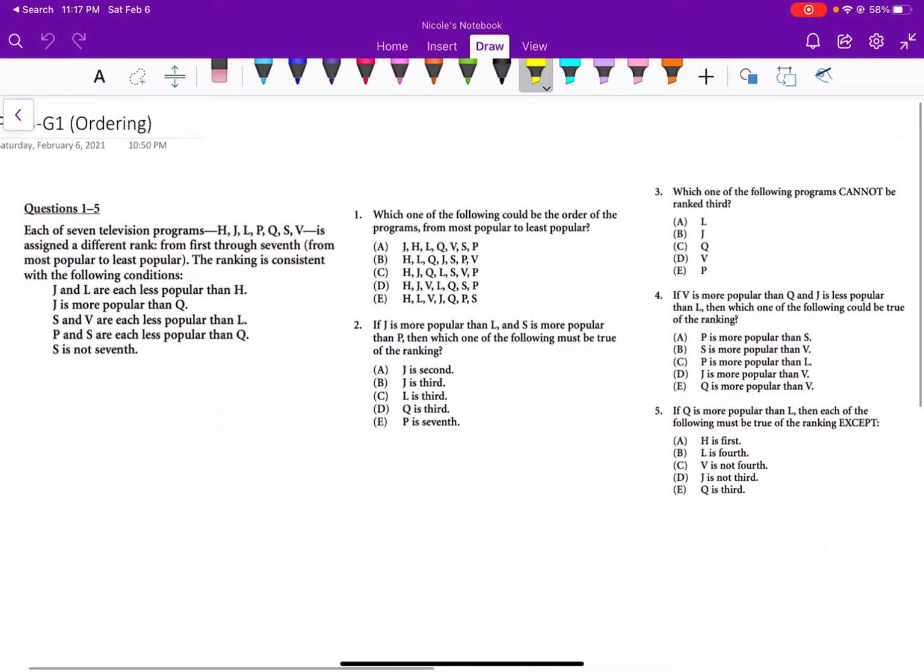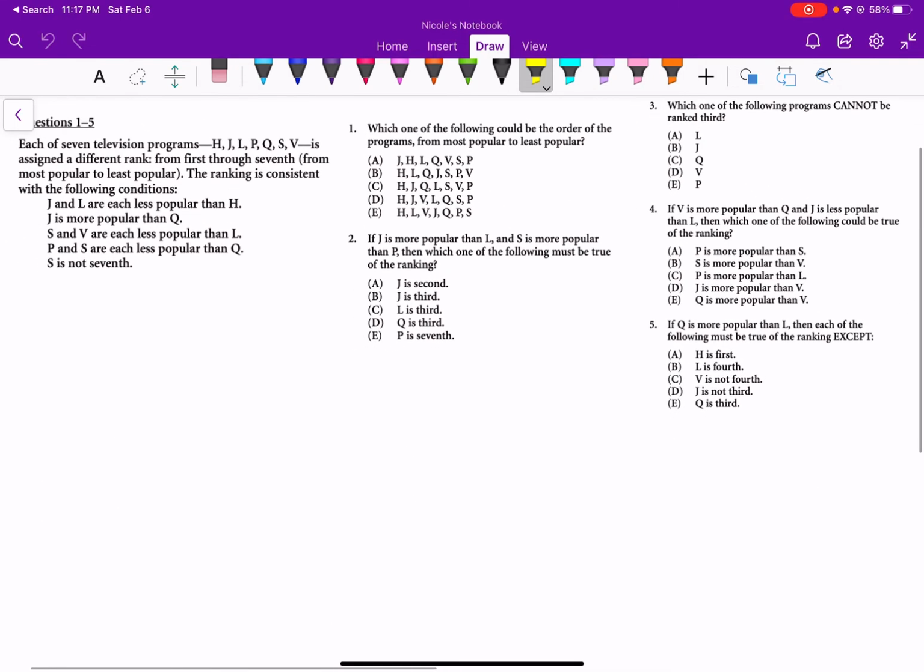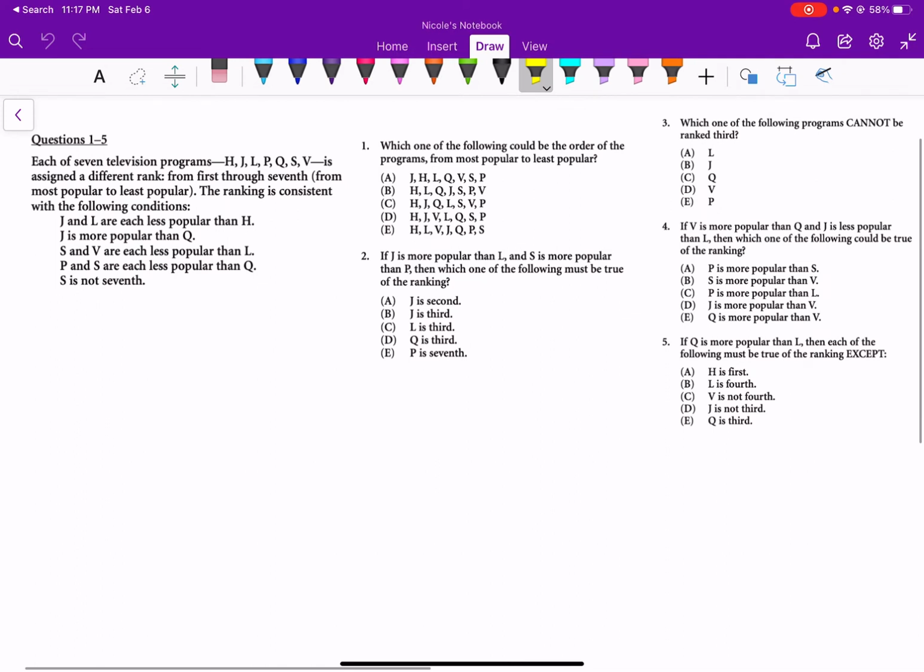All right, so we have practice test 33, game 1. It says each of 7 television programs, H, J, L, P, Q, S, and V. So I'm going to write that down. So our variables are H, J, L, P, Q, S, and V, and each is assigned a different rank from 1st through 7th, from most popular to least popular.